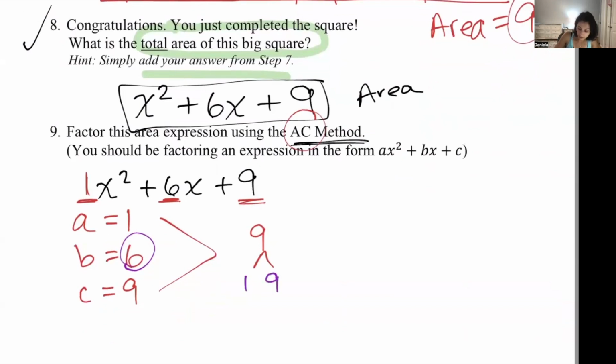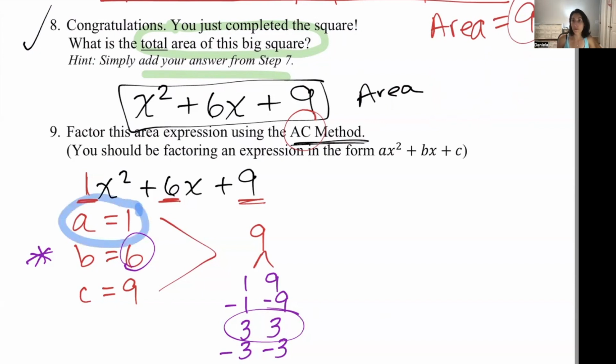In this case, A times C is 9, so that's a positive times a positive, or a negative times a negative. This is the complete list of factors. Which one of those adds up to B? That's going to be these guys: 3 plus 3.